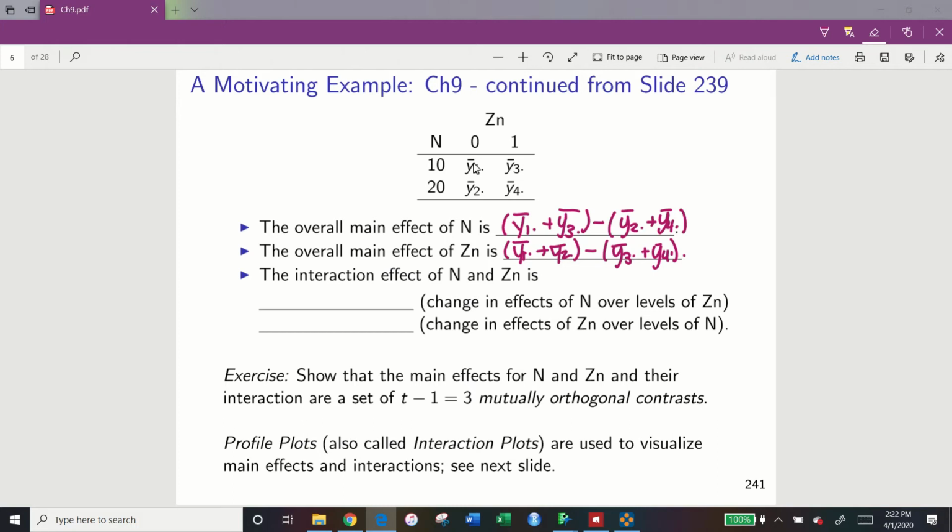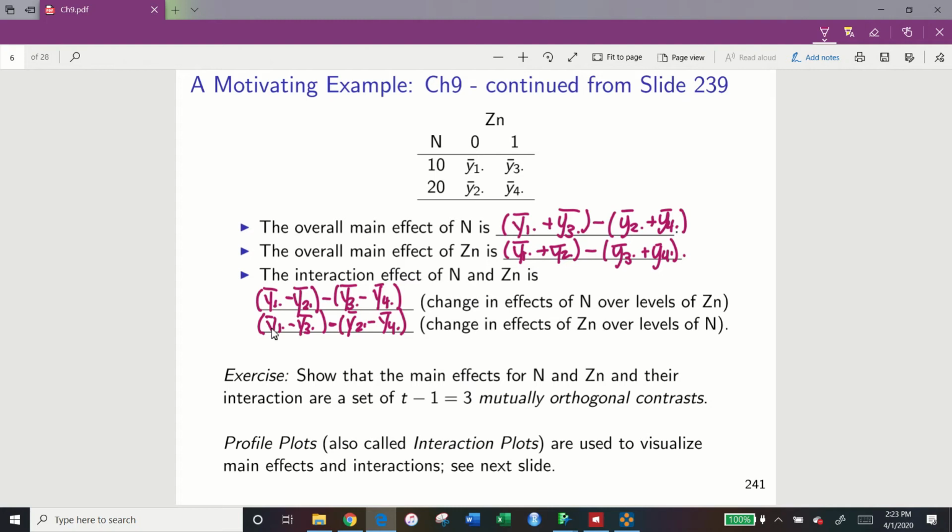So one thing is we could look at the change in effects of nitrogen over the levels of zinc. This would be (y1 dot bar minus y2 dot bar) minus (y3 dot bar minus y4 dot bar). Or we can examine the change in effects of zinc over our levels of nitrogen, which would be (y1 dot bar minus y3 dot bar) minus (y2 dot bar minus y4 dot bar).